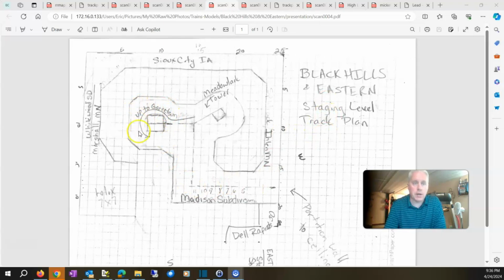The ramp up to Garrettson here, so this is representing more of the BNSF Burlington Northern Marshall subdivision. Keeping in mind this is the staging level, going up a ramp track, 3/4 of a turn of a helix to Garrettson, and then this track will continue around and access Island, Minnesota. There's a siding there, and then finally Marshall, Minnesota, which is our main hidden staging.